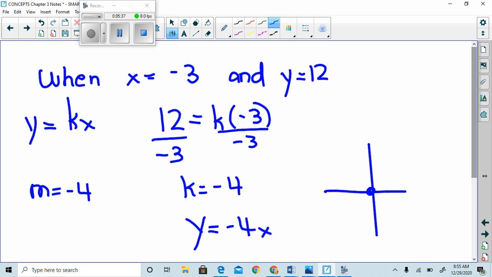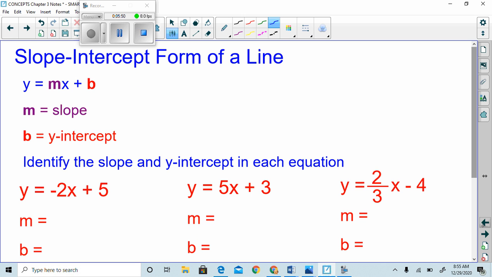So from there, we'll count down 1, 2, 3, 4, and over 1. And there is my graph. And that's your direct variation. Today, I want to move on to talking about slope-intercept form of a line.